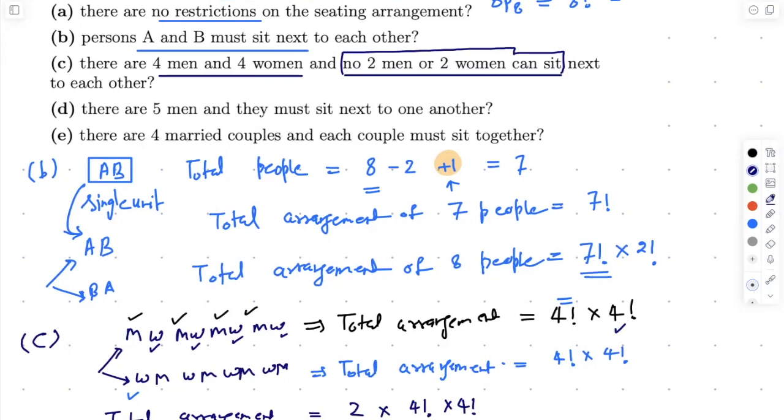Is there any doubt? I hope no issues are there. So this is the C part for you. Let us go to the D part.